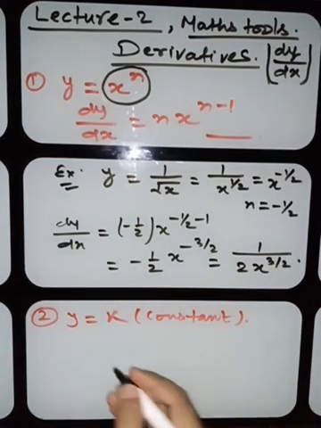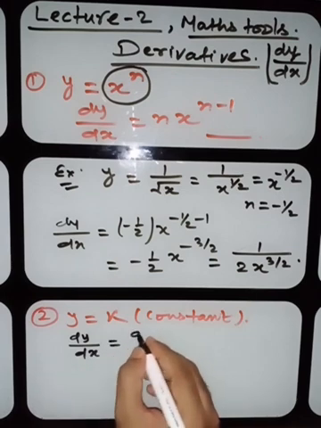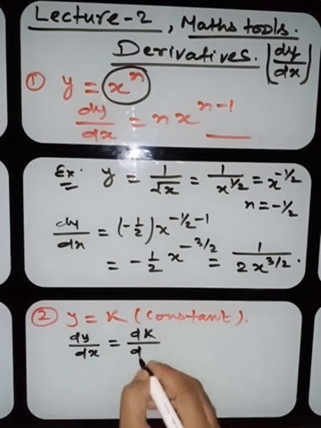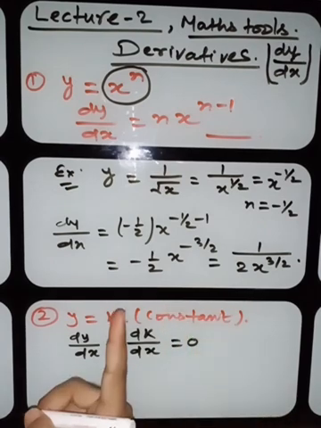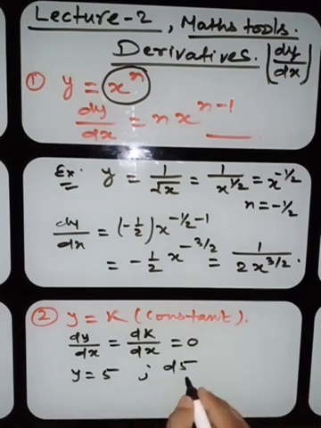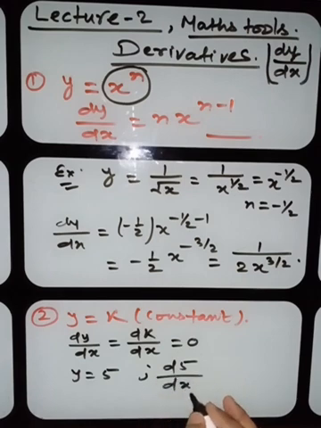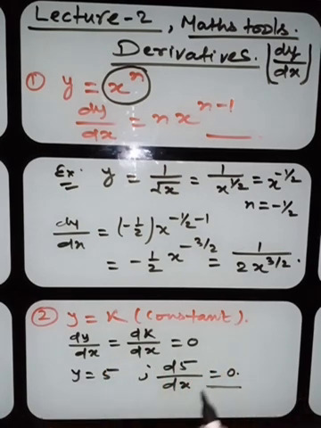Yes. So remember, dy by dx, that is d of any constant by dx, must be 0. Derivative of any constant must be 0. For example, if y is 5, the differentiation of 5 with respect to any function, x, t, whatever, it must be 0. Remember, for any function which is constant, derivative must be 0.